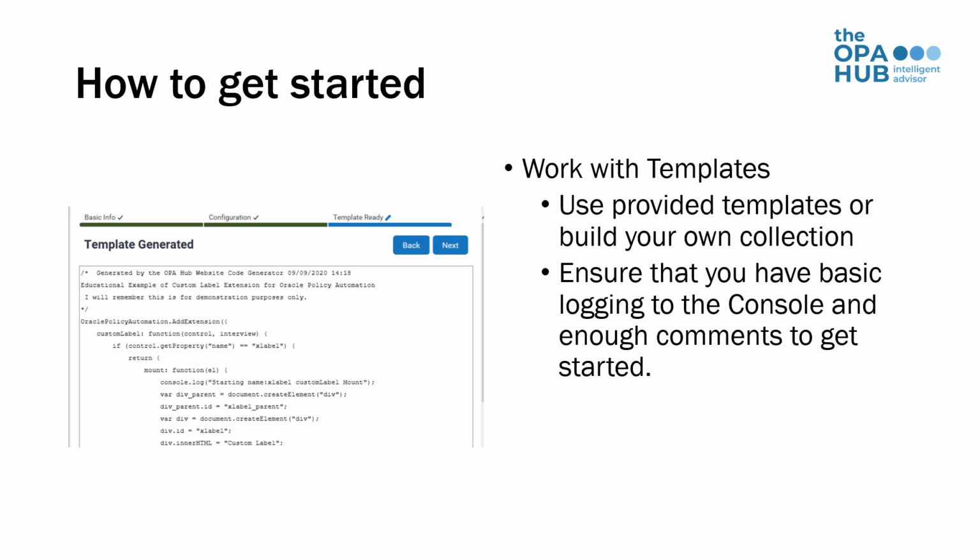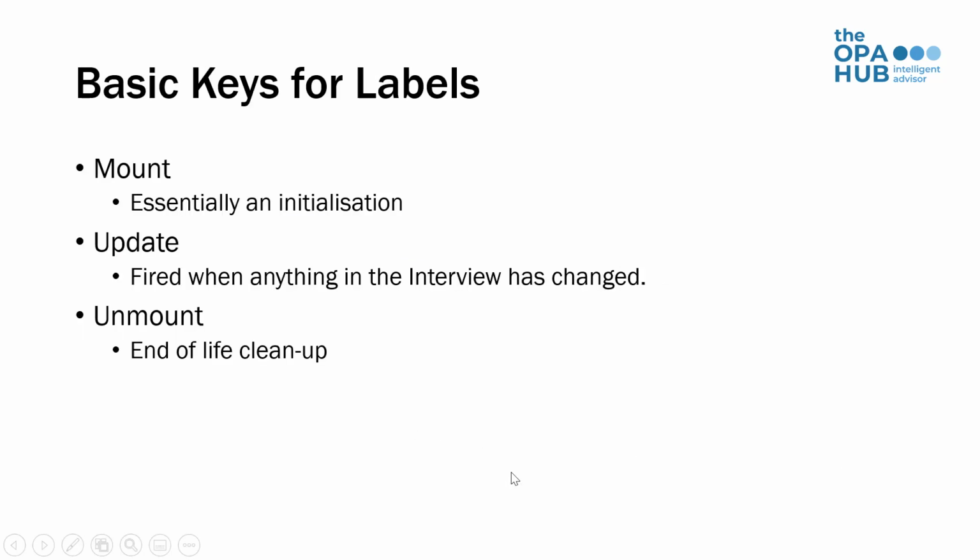Writing code can be a pain, so when you need to get started, you really have two choices. Write it all yourself or work with templates. You could build your own collection, or you could use something like the code generator that's available on the OPAHub.com to help you build your initial scaffolding, your initial framework to get started.